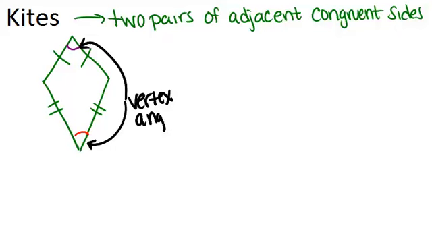The other angles, the non-vertex angles, so that would be this one right here and this one, they actually are congruent. So one property of a kite is that the non-vertex angles will always be congruent.